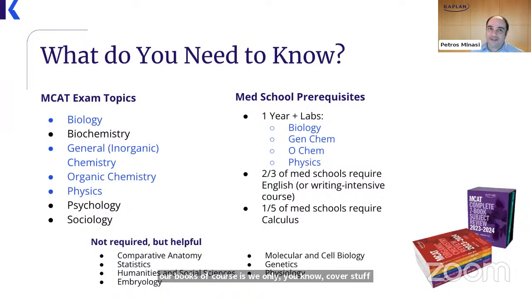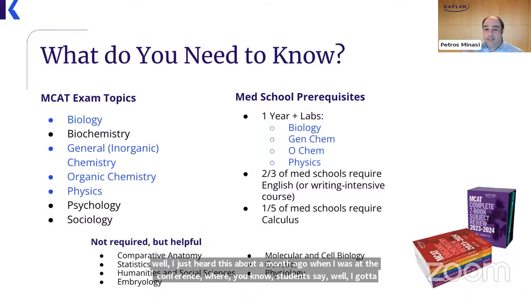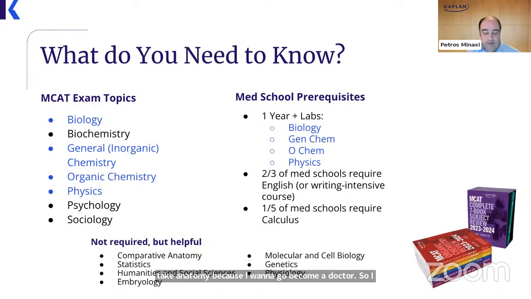There's this misconception out there, and I hear this all the time. I literally just heard this about a month ago when I was at the AMC conference, where students say, well, I got to take anatomy because I want to become a doctor, so I got to take anatomy as an undergrad. And the reality is that if you're interested in anatomy, sure, you should take it because it's going to build your scientific critical reasoning skills, right? There's nothing bad about that. But the reality is you're going to take anatomy when you're in med school.